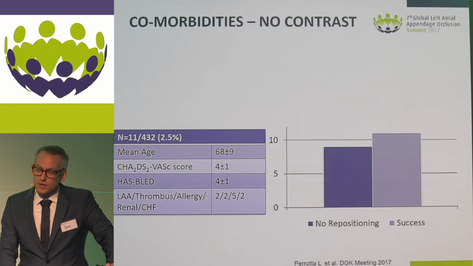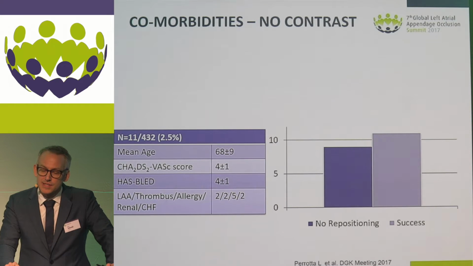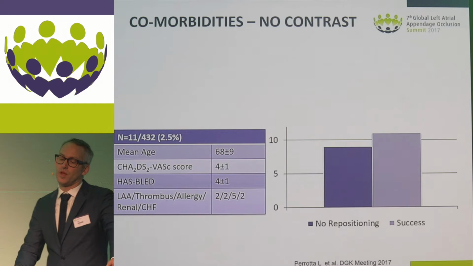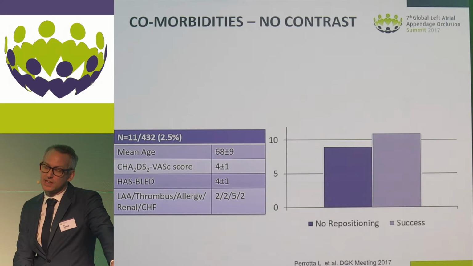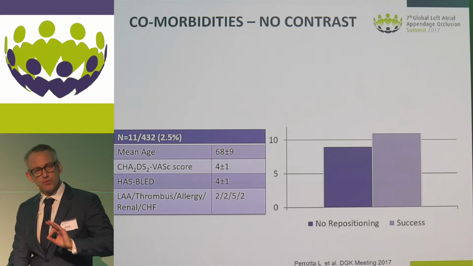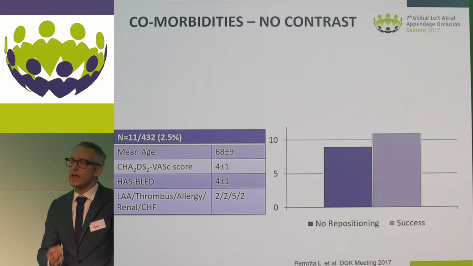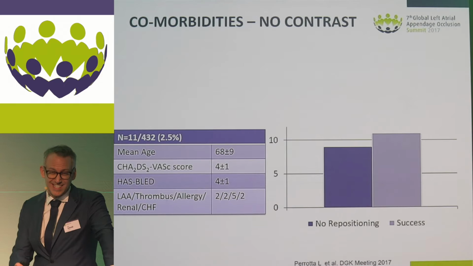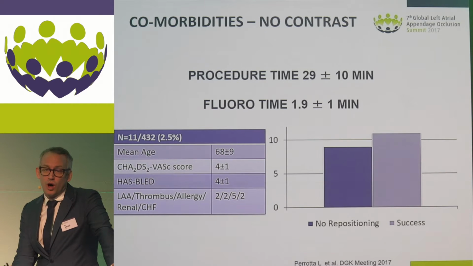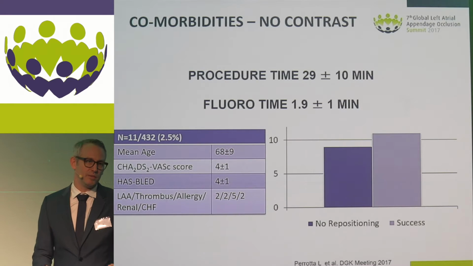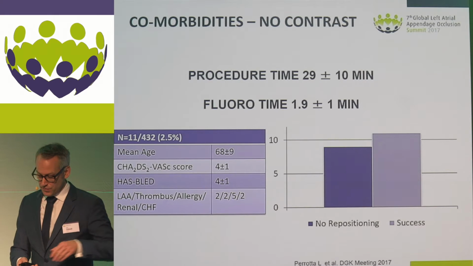You see a relatively young patient population in comparison to the registries, less than 70 years of age, but high risk. And as you can see from the bar graphs, success rate was 100%, and repositioning of the device was needed in 9 out of 11 patients. So it's most of the times a really first deployment approach. Of course, I have to admit, in an experienced center. How long does this take? Does this prolong procedure times? No. Mean procedure time 29 plus minus 10 minutes, and fluoro time 1.9 minutes. So I think very, very straightforward.